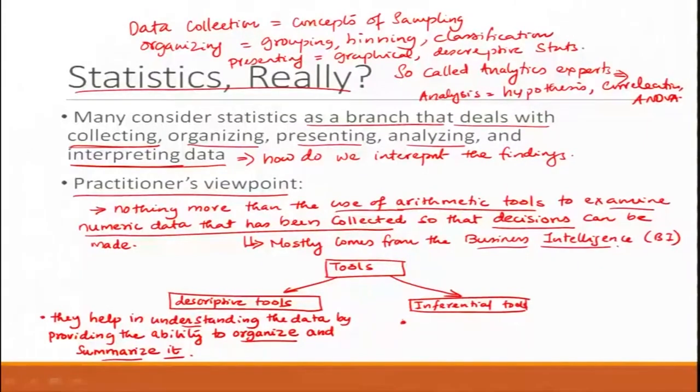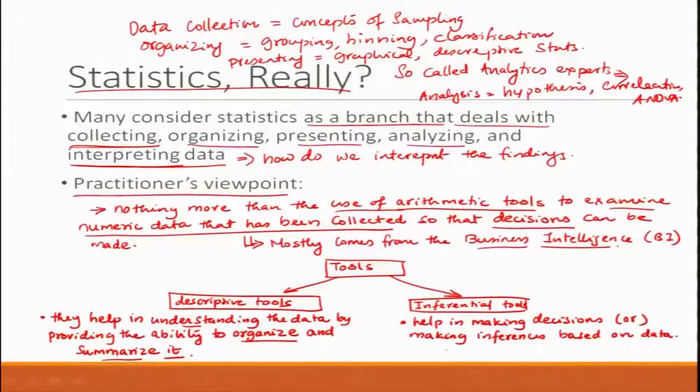Whereas the inferential tools help in making decisions, or making inferences, based on data. So here you are thinking about making inferences based on the data. That is what is going on in this part. Inferences means some conclusions; you are concluding based on what you are thinking about at this point.